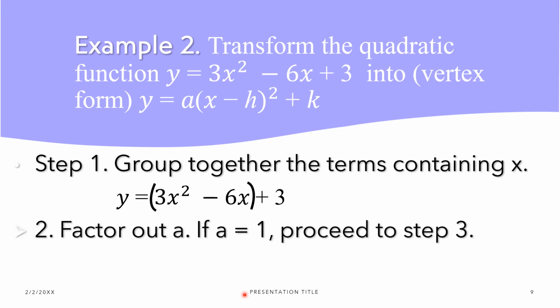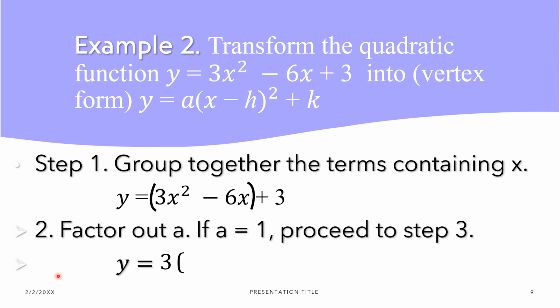Step 2. Factor out a. If a is equal to 1, proceed to step 3. So, kung mapapansin nyo po, ang a natin is 3. Hindi po siya equal sa 1. So, ang gagawin natin, factor out a. So, ipa-factor out natin. So, y is equal to, ilalabas lang natin po yung 3 na ito. Then, i-divide lang natin yung bawat term na nasa loob ng parenthesis sa 3 para makuha natin yung terms.